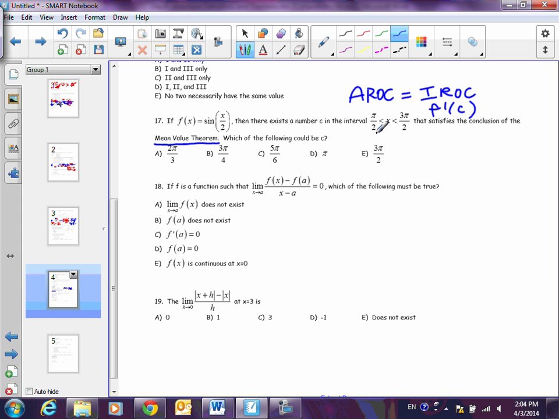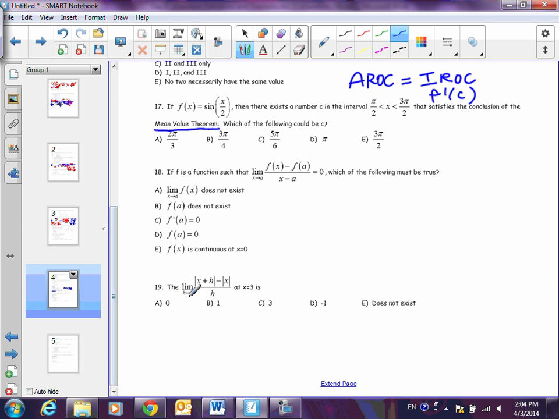So I want you to at least try it before I work it out. All right, let's look at number 19. I'm going to work 19, and then 20 and 21 are pretty similar to this. And I know your page looks a little bit different than this, but this problem looks the same.